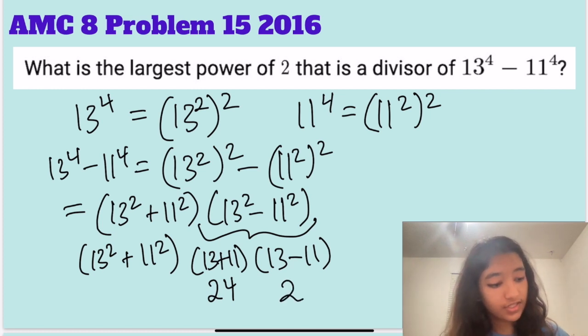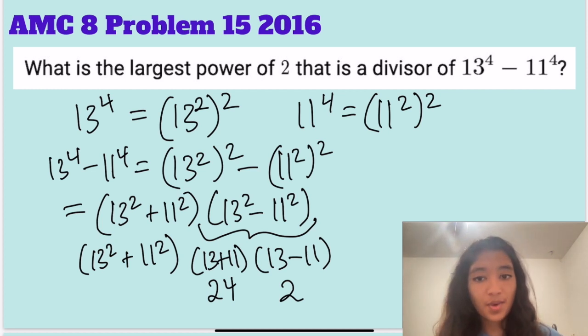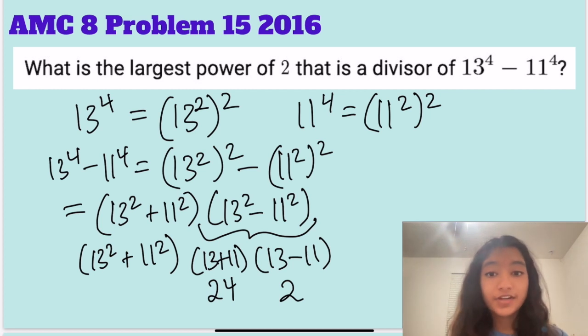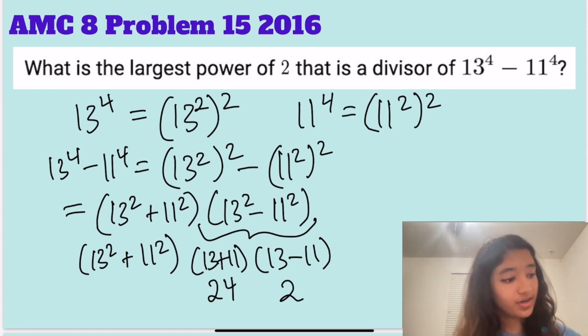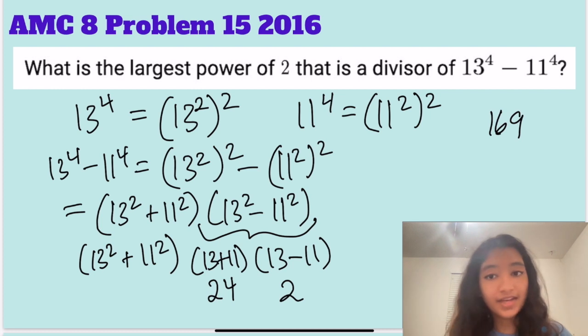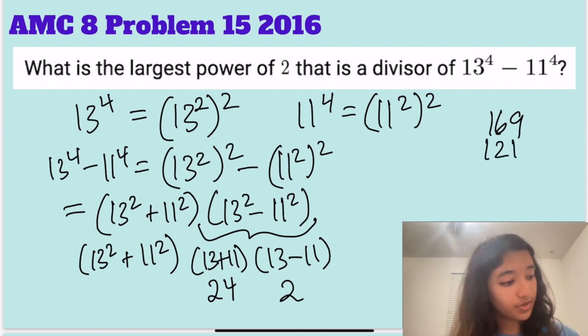And then for this 13 squared plus 11 squared, we can do it manually. And we were talking about this last time. I don't know if you guys remembered, but it's very important for you to memorize a lot of your squares, especially up to 30 if you are willing to, because it really helps with all sorts of problems. So we know that 13 squared is 169 and 11 squared is 121. So we can add those together.